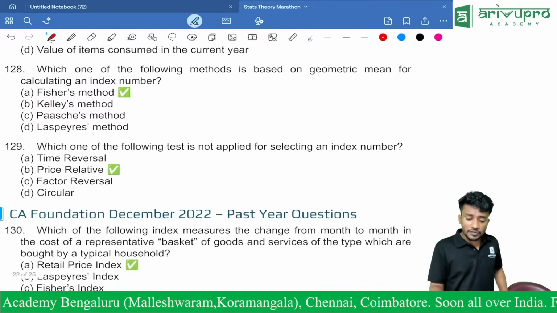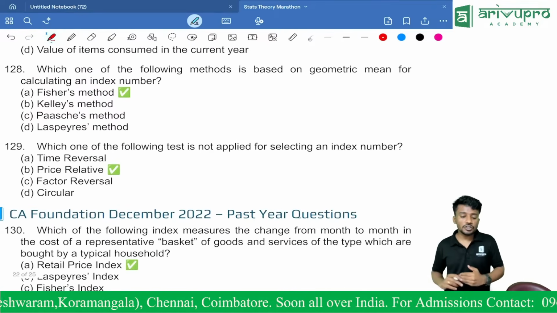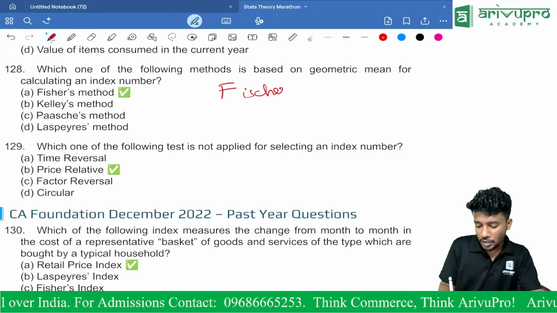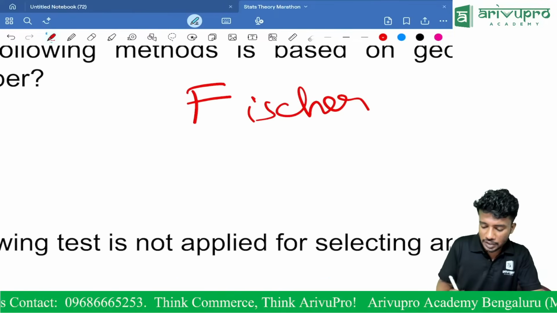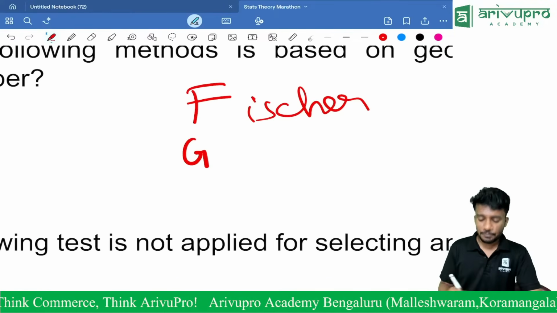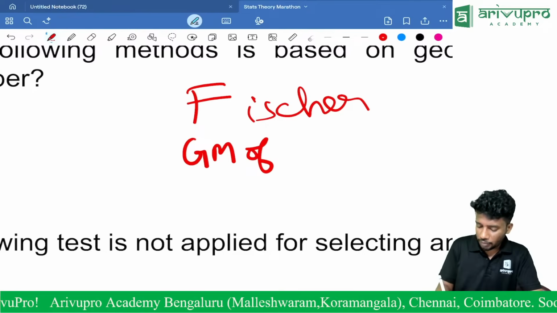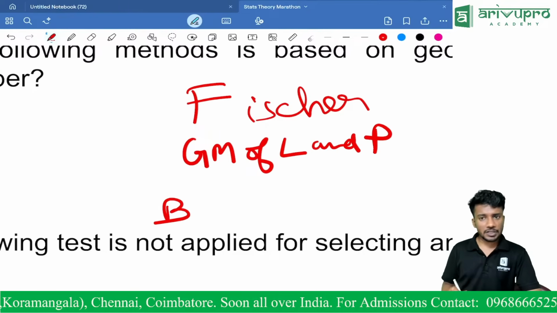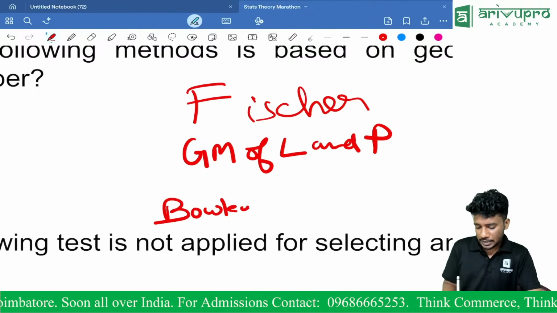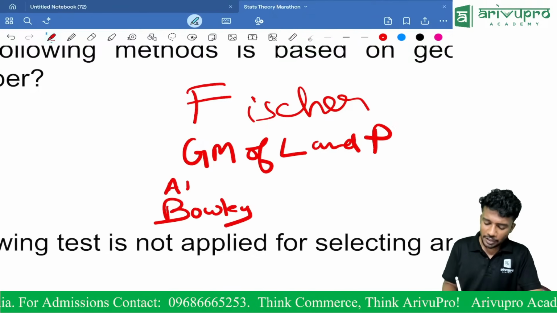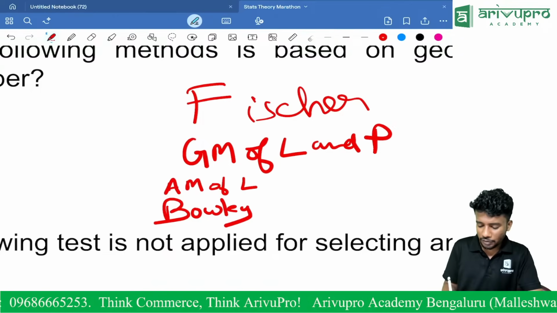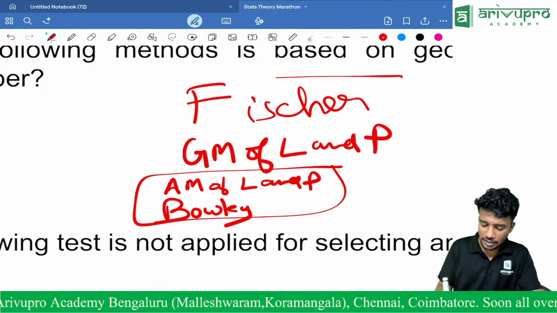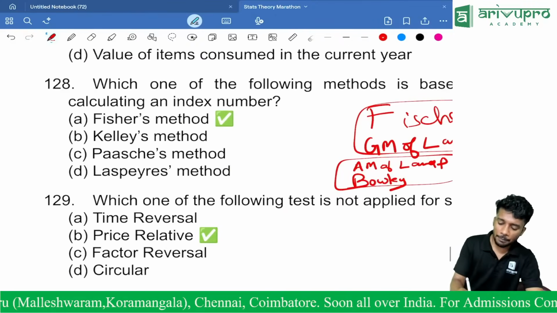Now, which of the following methods is based on geometric mean? Remember, when I told you about Fisher, after F, which letter is there? G. That means geometric mean of Laspeyres and Paasche. So, the Bowley index number is there, right? Before B, what letter is there? A. So that is the arithmetic mean of Laspeyres and Paasche. Bowley is the arithmetic mean of Laspeyres and Paasche. Fisher is the geometric mean of Laspeyres and Paasche.